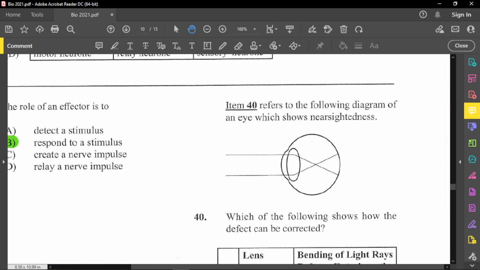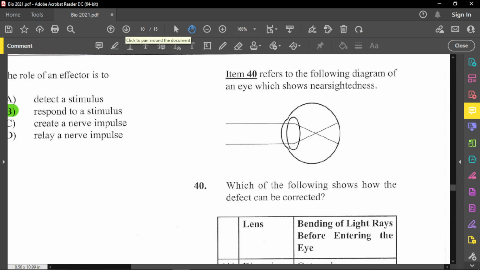All right, and we're going to be there really quick after this, I suspect. So 40, just hold tight a little bit. Number 40 refers to the following diagram of an eye which shows nearsightedness. And I'm going to point out why this is nearsightedness. Notice where the lines merge. That's where the image will be, in front of the retina. So definitely this person has short-sightedness or nearsightedness.